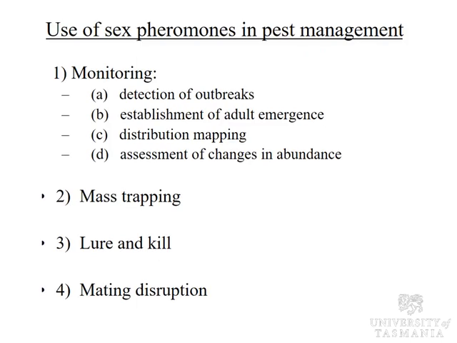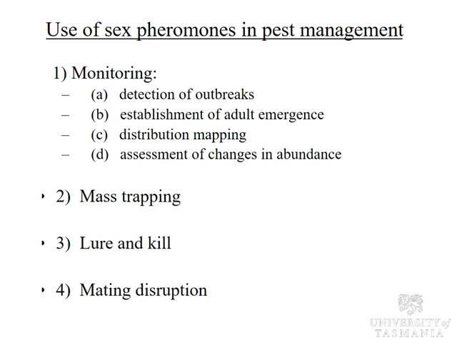Okay, I want to now just bring up some of the applications that are used for chemical communication. These particularly are around sex pheromones, and then I'll mention between-species communication in the last slide. So for sex pheromones, you can use those in a number of ways, or any pheromone. It doesn't have to just be a sex pheromone. You can use it for monitoring. You can use it for mass trapping, for lure and kill, and for mating disruption.